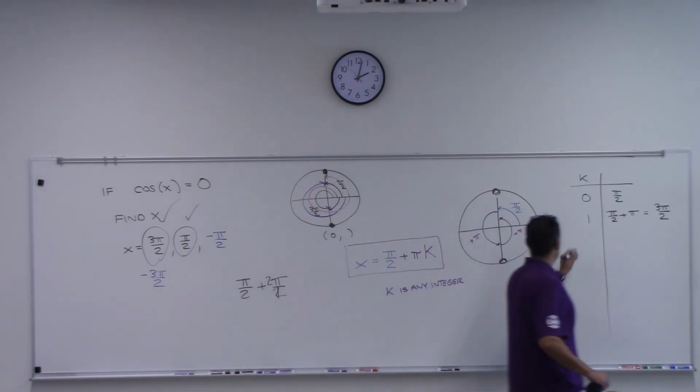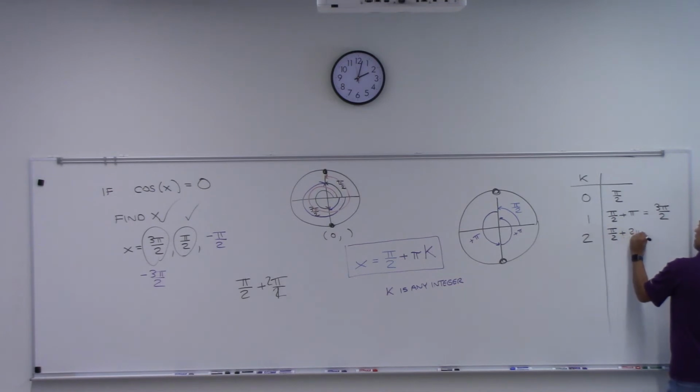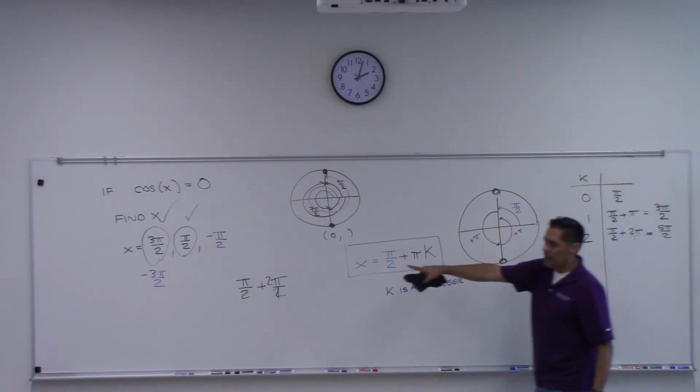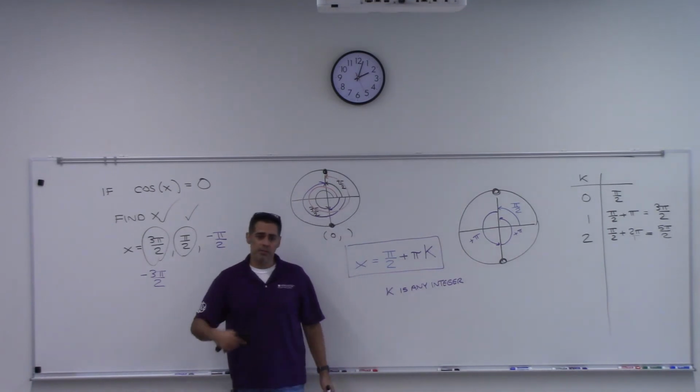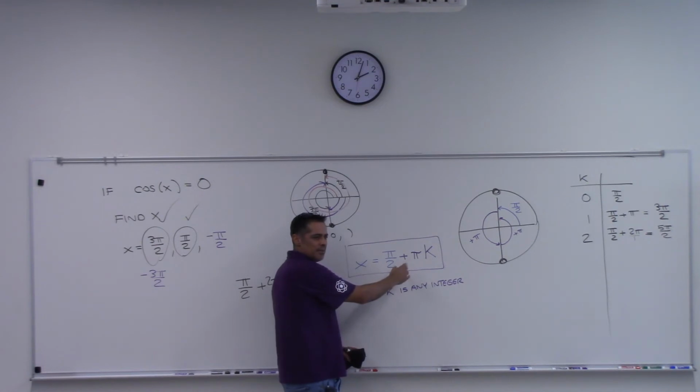Let's do k is 2. Now I'm doing pi over 2 plus 2 pi. I need a common denominator. If you put this over 1 and multiply top and bottom by 2, it would be pi over 2 plus 4 pi over 2, which is 5 pi over 2. Y'all with me or not? That's not on this list, right? I never had 5 pi over 2 over here, but it's an answer. It's kind of a pain to have to get this common denominator every time I'm doing this.